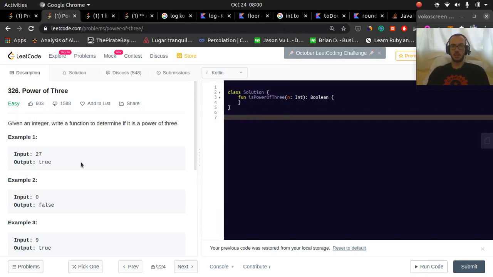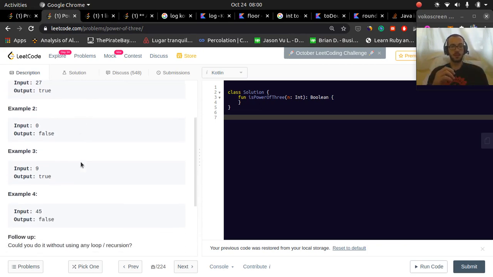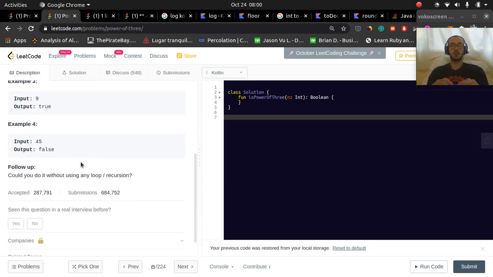So today we're doing power of 3. We're given an integer, and we want to write a function to determine if it is a power of 3. For example, 3 raised to the power of 3 equals 27. 3 raised to no power equals 0, so this is false. 3 squared is 9, so true. And 45 is not a power of 3, so that would return false.